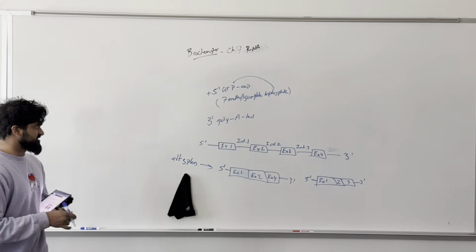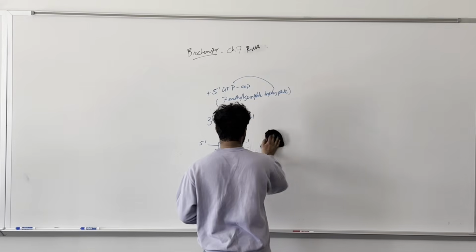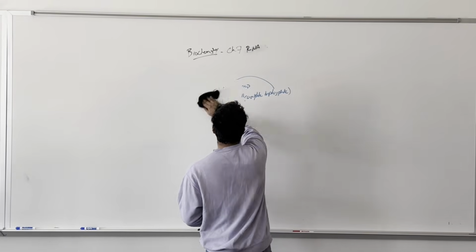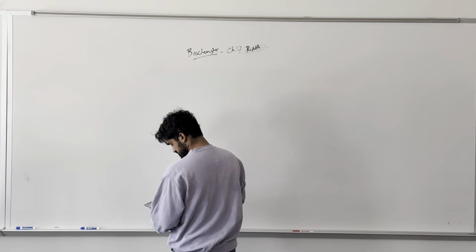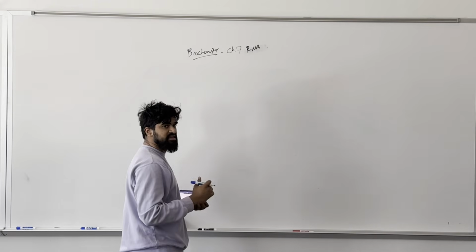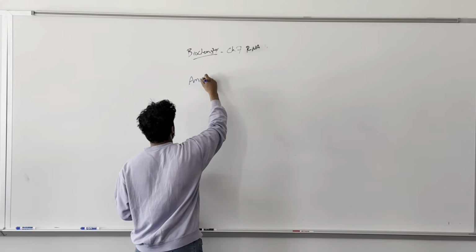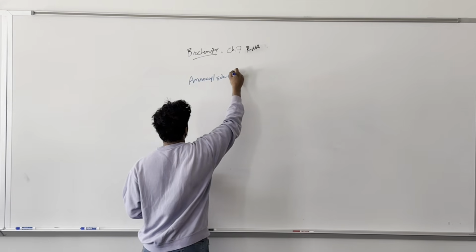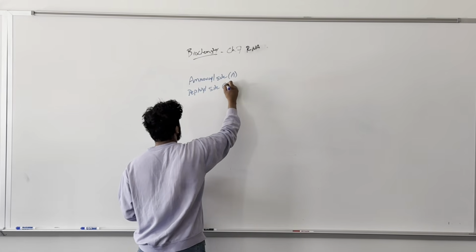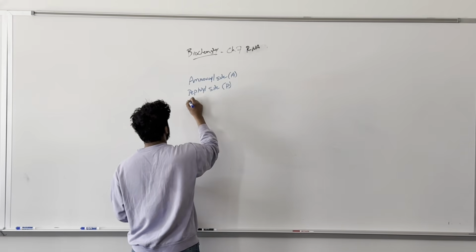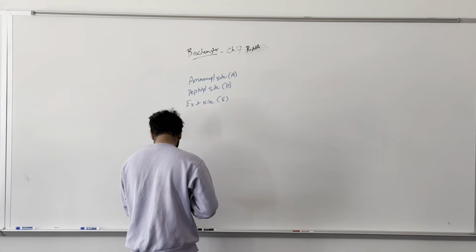This is a complicated part of the chapter. Let's talk about the ribosome. So when the mRNA exits through the nuclear pores and encounters a ribosome, the ribosome has an aminoacyl site, an A site, a peptidyl site, a P site, and it has an exit site, an E site.